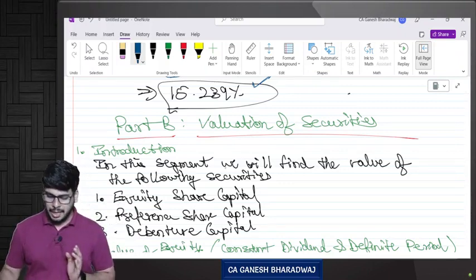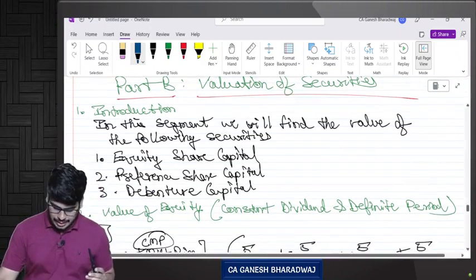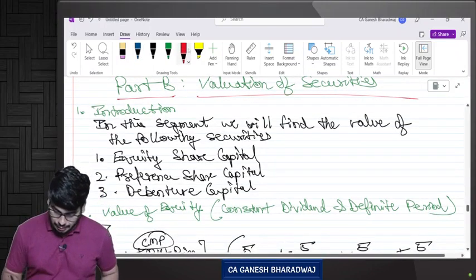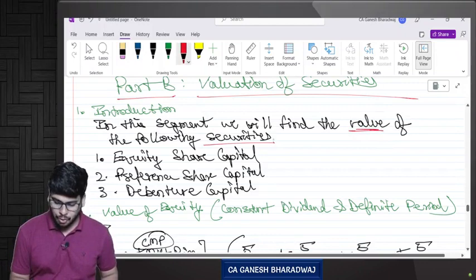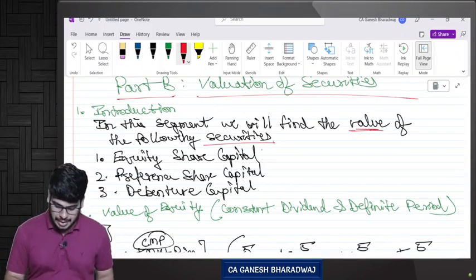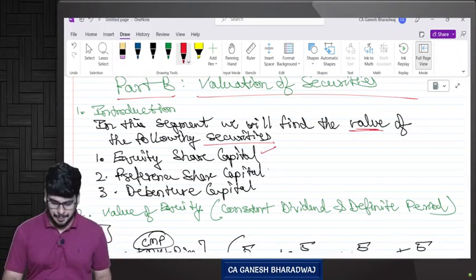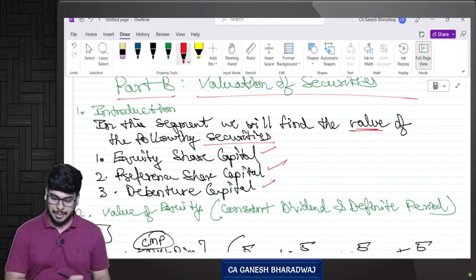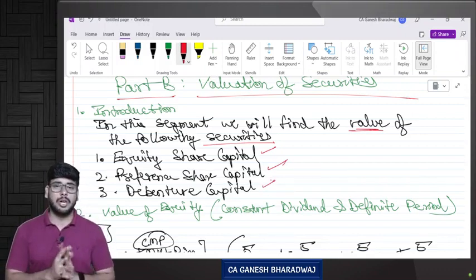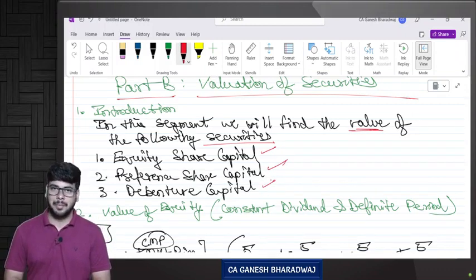So in this part, what are we going to do? In this segment, we will find the value of the following securities: equity share capital, preference share capital, and debenture capital. Okay, so this is what we are going to do in this particular part.